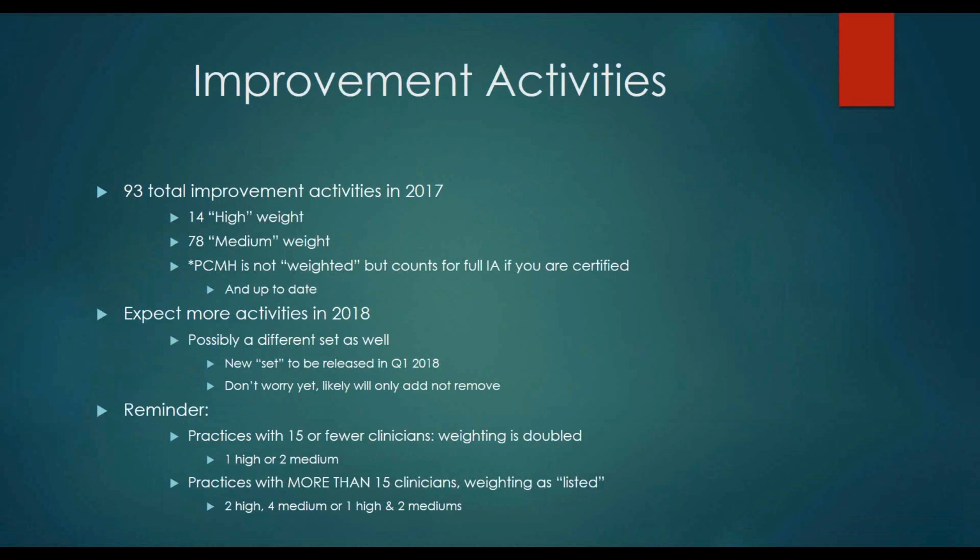So the improvement activities themselves, there are 93 approved for 2017. 14 of them are high weight, 78 are medium weight, and then that 1 where the numbers don't add up is for PCMH certified practices, so the patient-centered medical home, which is a NCQA program. That doesn't really have a weight, but if you're a PCMH certified practice, that counts as full improvement activity weight. So you get the full category without having to do any other activities.